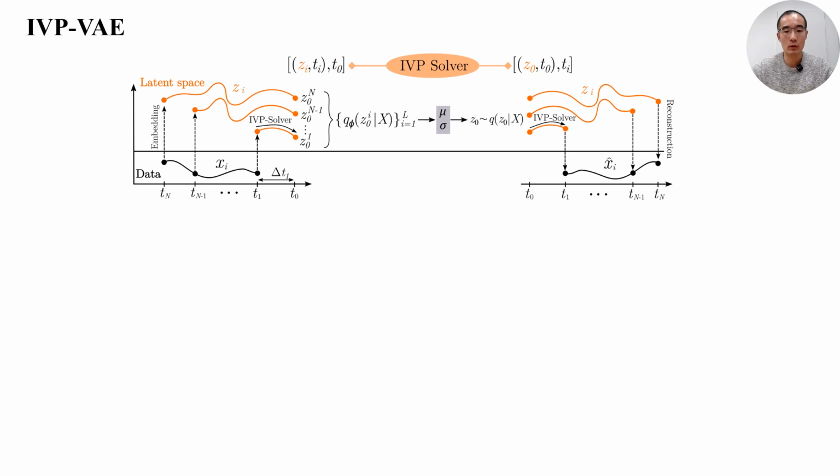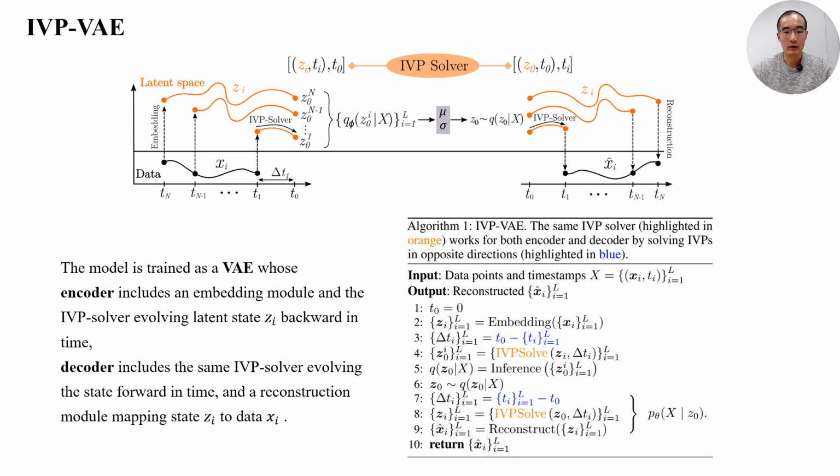The key idea that our model builds upon is that time series values are discrete observations of an unknown continuous process. Each sample corresponds to a continuous process, of which we obtain an indirect observation at each available timestamp. In this sense, our proposed model IVP-VAE is essentially a generative model for these continuous processes. The model is trained as a VAE. In the encoder part, the embedding module extracts information from the multiple variables and maps observations into the latent space.